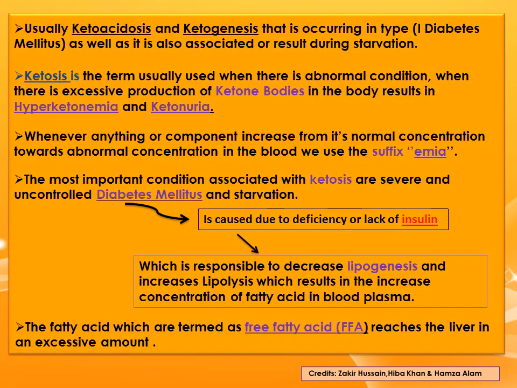अच्छा जी, तो ये दो कंडीशन हो गई, कीटोसिस या कीटोजेनेसिस और कीटोएसिडोसिस एंड कीटोन यूरिया. अच्छा, यूजुअली कीटोएसिडोसिस एंड ketogenesis जो है that is occurring in type 1 diabetes mellitus, as well as it is also associated or result during starvation.